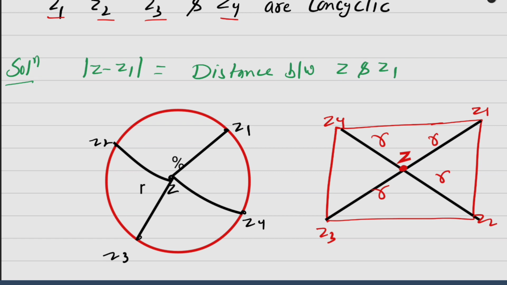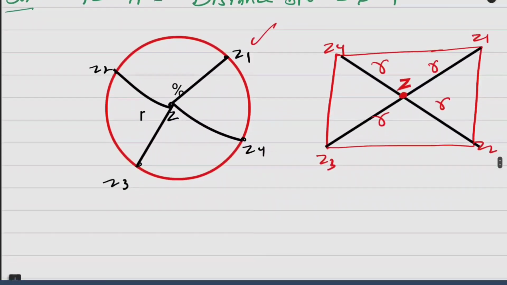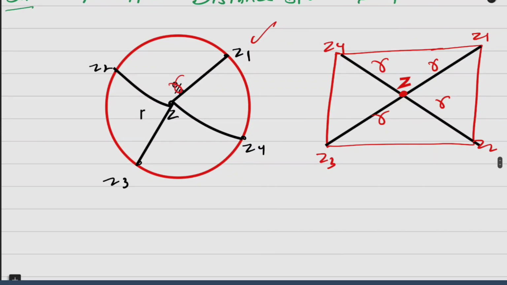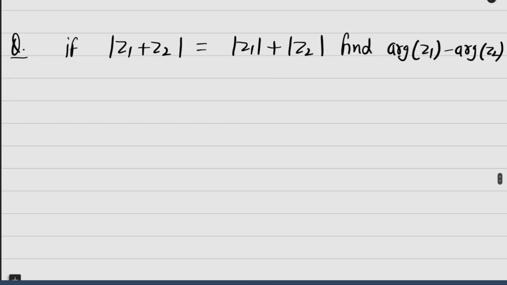Okay, and here we can prove that z1, z2, z3 are concyclic because these 4 points lie on a circle. Okay, let's move further. Next one is if modulus of z1 plus z2 equals modulus of z1 plus modulus of z2, find argument of z1 minus argument of z2. Means we have to find the difference between the argument of z1 and the argument of z2. Okay, so first I draw these two complex numbers on an Argand plane.